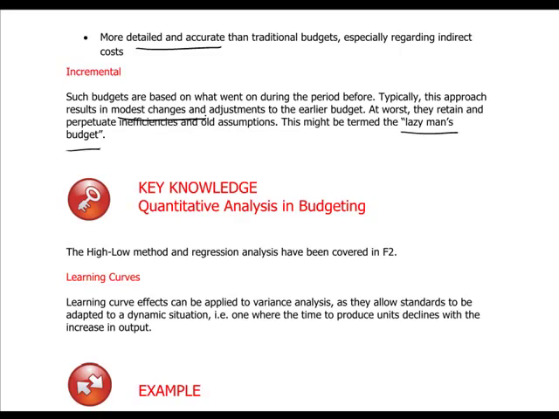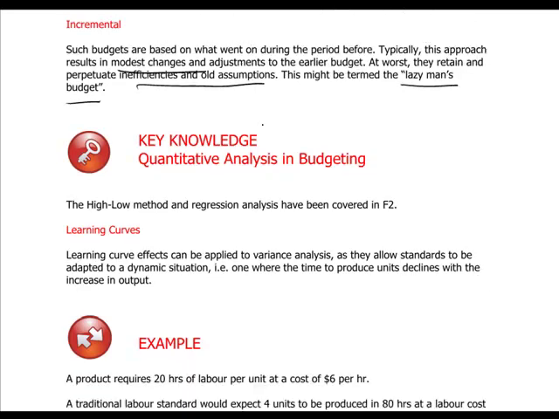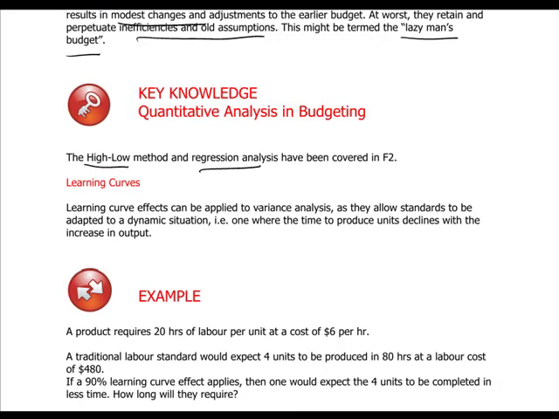Otherwise, it's inefficient because it uses old assumptions and builds in all the deficiencies of the previous budget into the current budget. Quantitative analysis in budgeting includes methods like the high-low method and regression analysis. These were covered in F2 in management accounting.